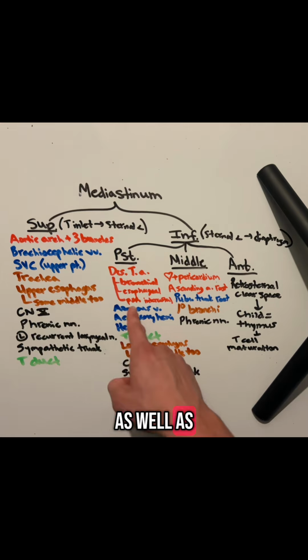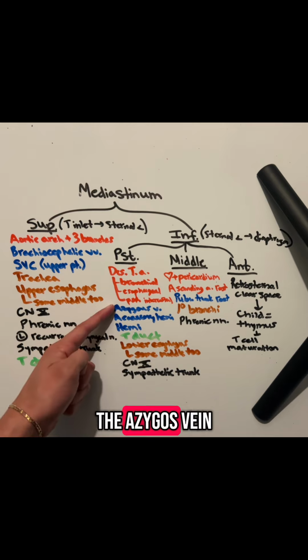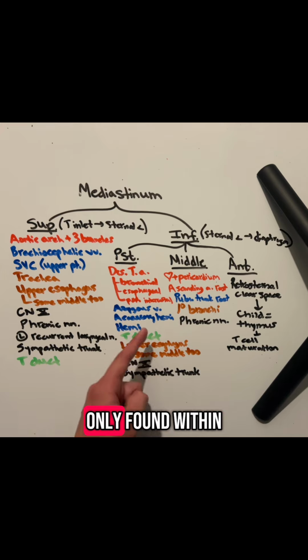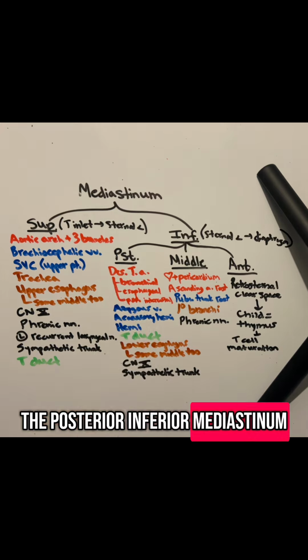Not all, but some. We also find the azygous vein only within the posterior inferior mediastinum. The same thing goes with the accessory hemiazygous and hemiazygous veins. They are all only found within the posterior inferior mediastinum.